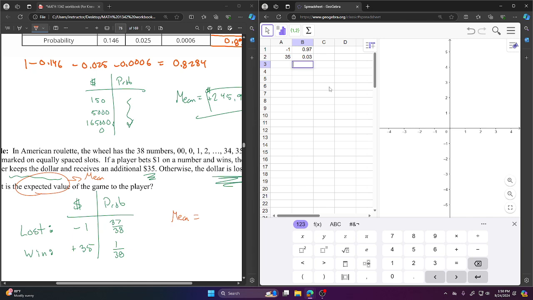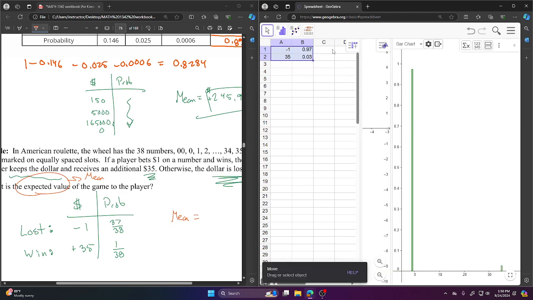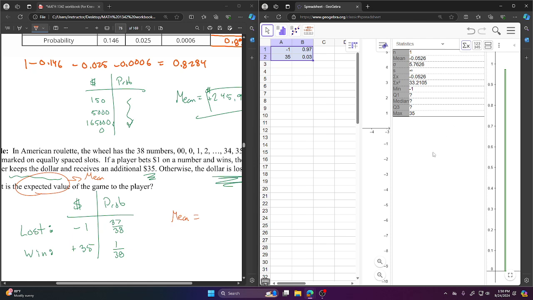And then I want to find the mean, right? So I'm going to highlight my stuff. Whatever I have, I'm going to highlight it. And then click here for one variable analysis. And then just a little sigma x thingy, a little E looking stuff. It's a sigma, but it looks like an E. And there you go. So there, my mean, my expected value is a negative 0.0526. And this is dollars, actually. And that was it. That's the entire problem.